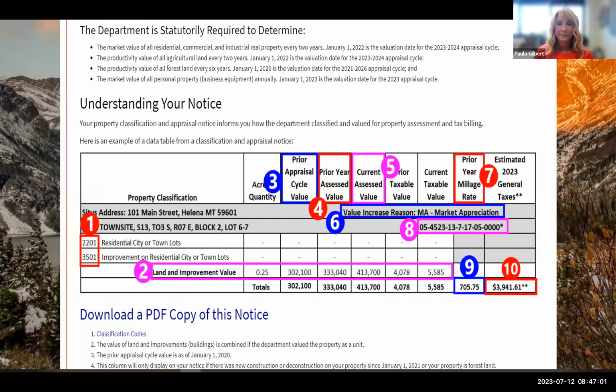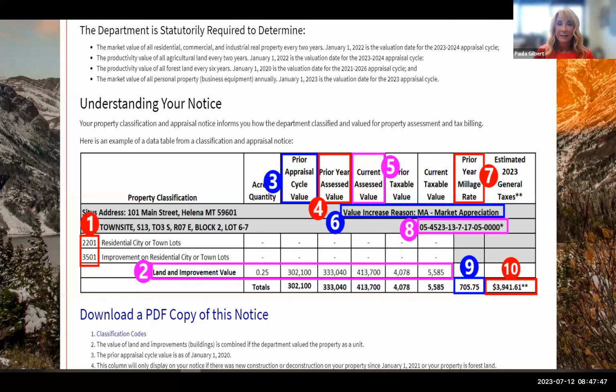Number 6, this is a value increase reason. This was passed by the legislature to give you an idea if your value increased by more than 10%, we are required to put a reason in your assessment notice stating what the cause of that 10% increase is. In this case, and in most cases across the state, it's going to be market appreciation. We have 3 options to choose from: market appreciation, land appreciation, and new construction. Again, we all know what this market has done. And so for the most part, you're going to see market appreciation as your value increase reason.